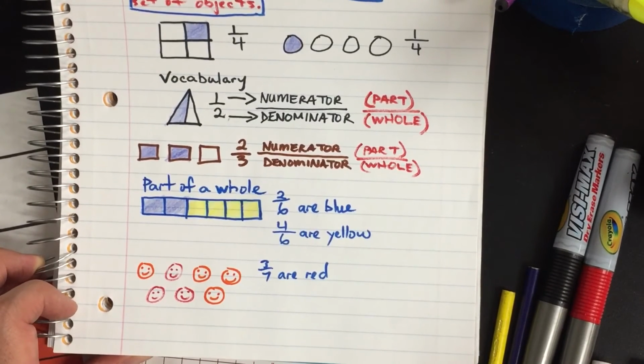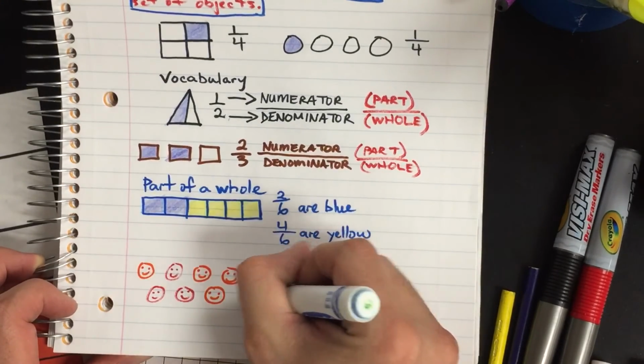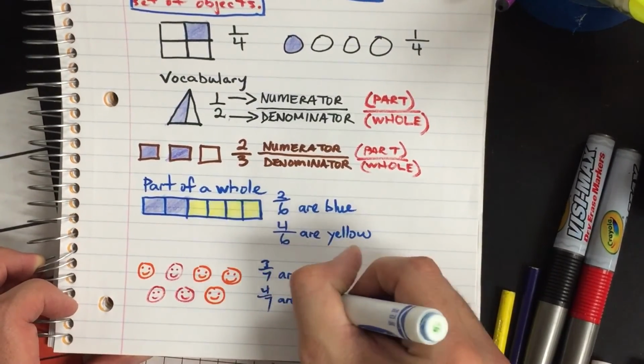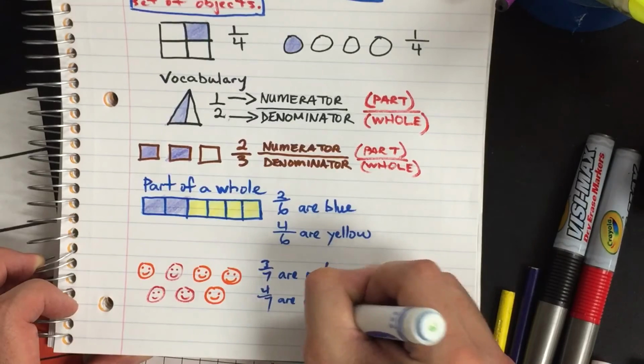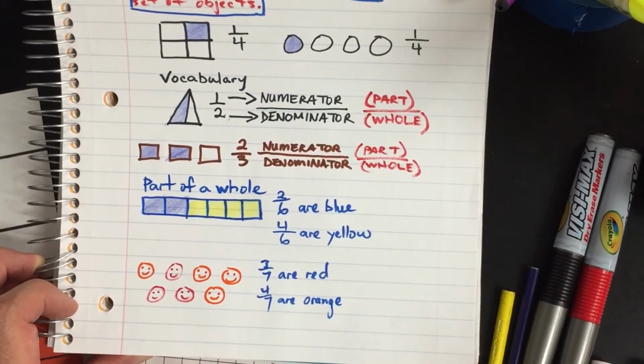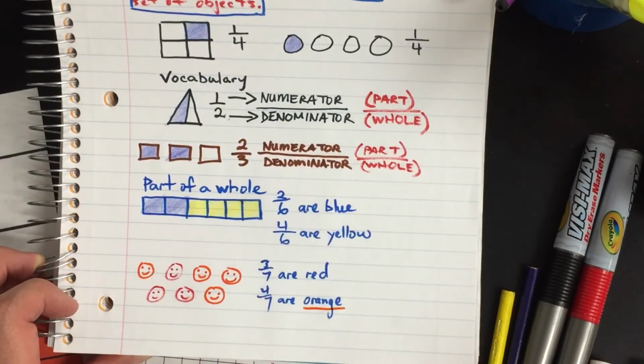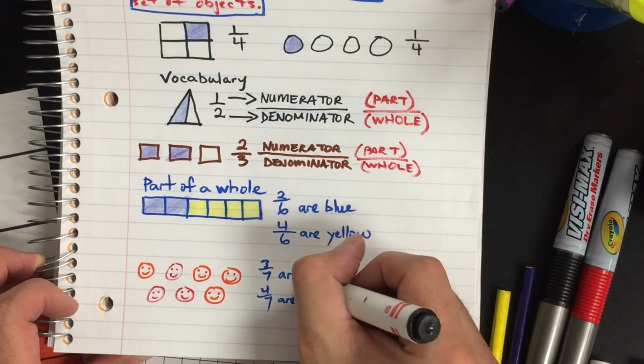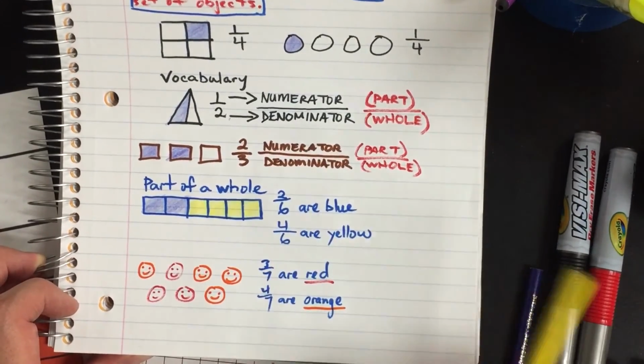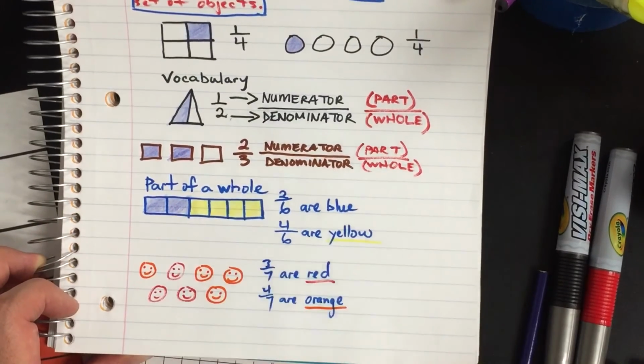And what would be my fraction of the orange? 4/7. 4/7 are orange. Bless you. Thank you. All right.